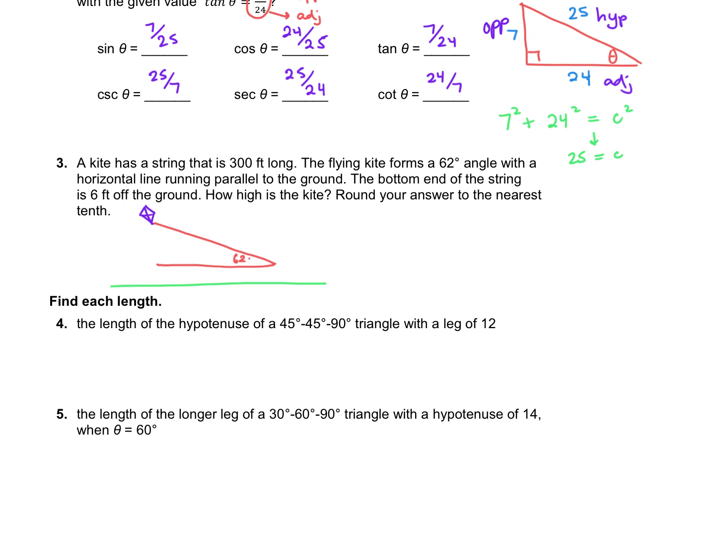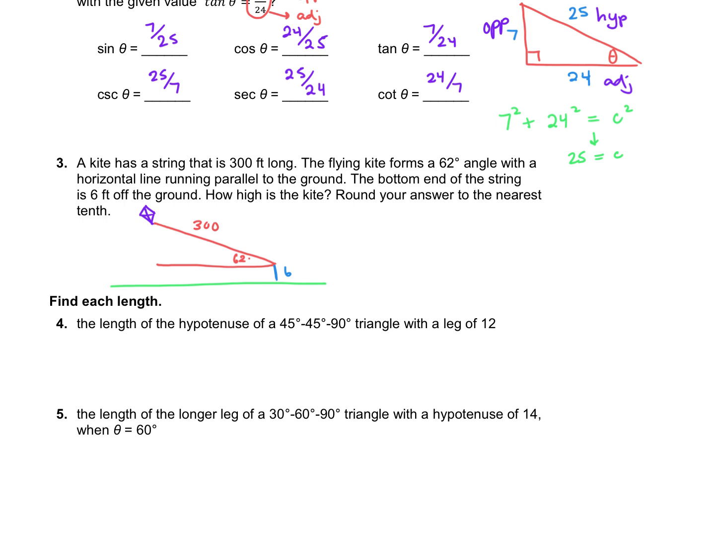The kite has a string that is 300 feet long. So this is the kite string. It's attached at this end, and here's the kite string. They're telling us that is 300. And then it says that the bottom end of the string is 6 feet off the ground. How high is the kite? So here's the string, here's the bottom end of the string. So this right here is 6 feet. And the question is, how high off the ground is the kite?